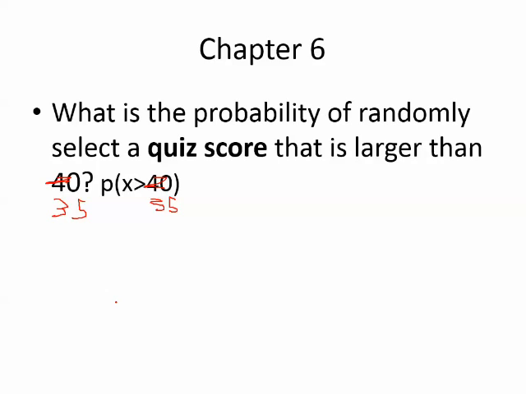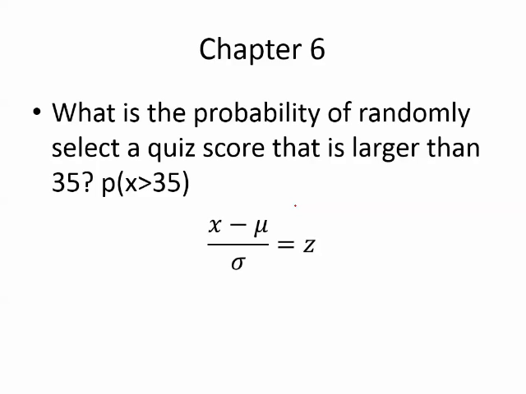I've been holding a couple things back from you, of course. Our standard deviation for this particular distribution is 5. Our mu is 30. And what we do is we find a z-score, just like we did in Chapter 6. So let's take a look.